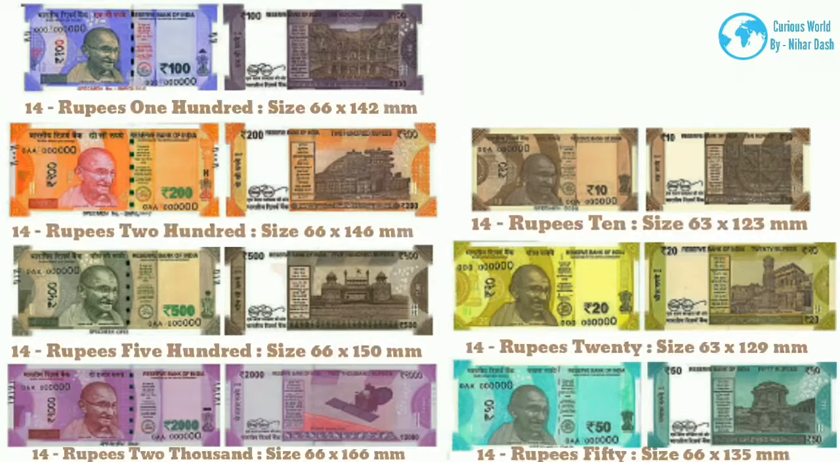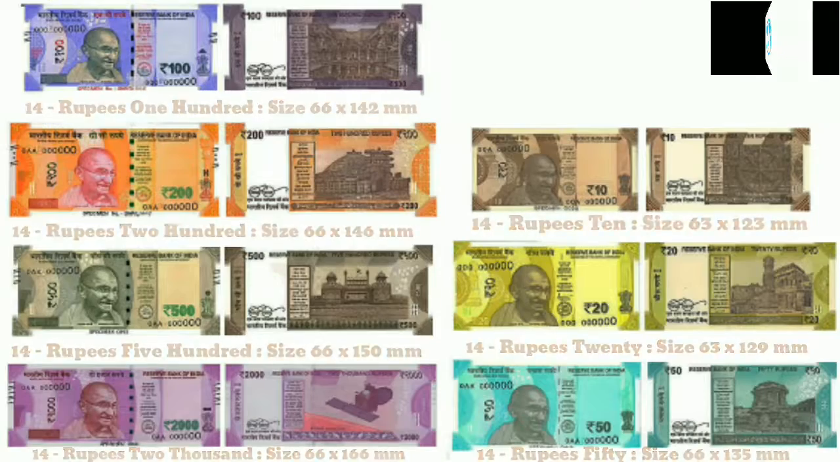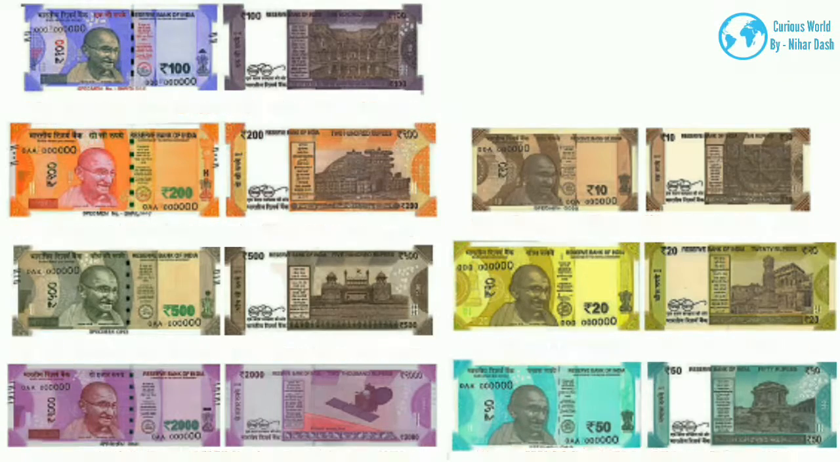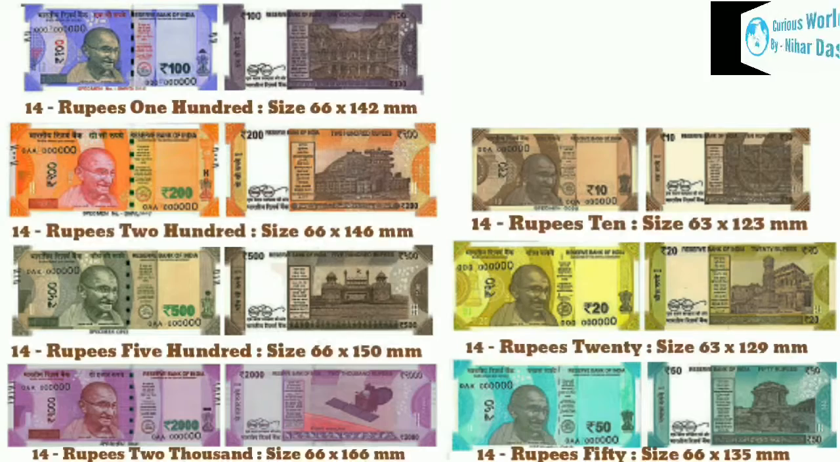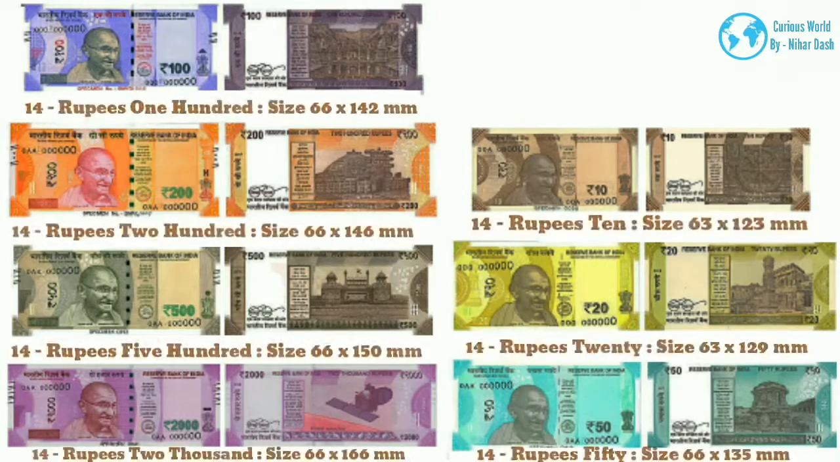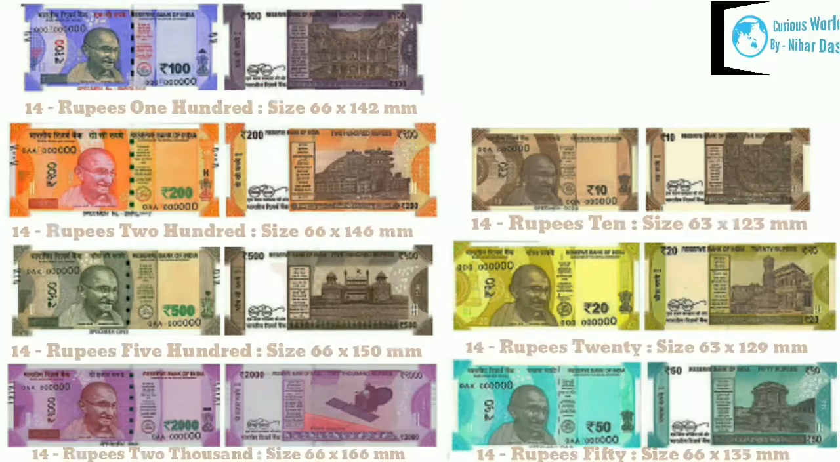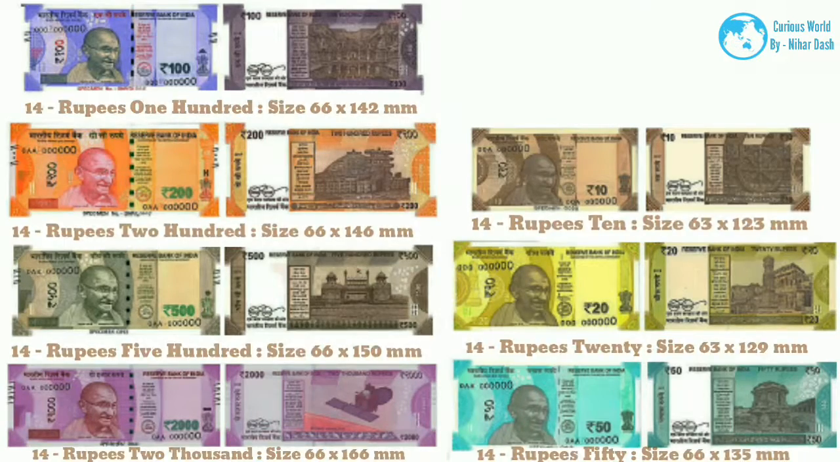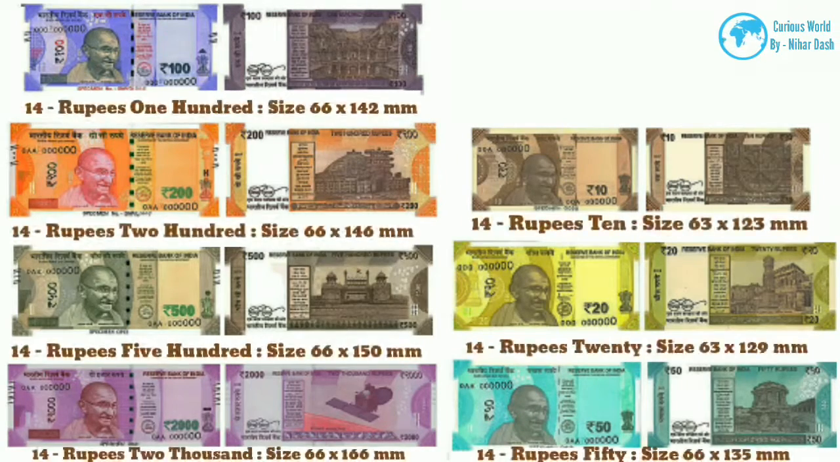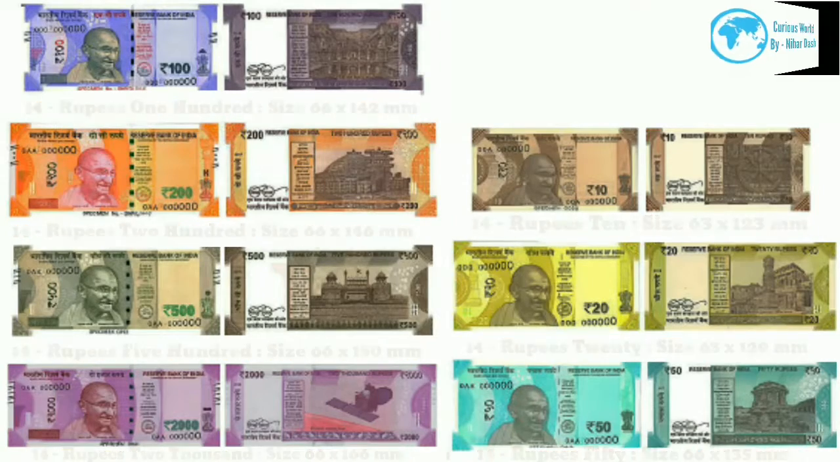Note sizes: Rupees 10, 63x123; Rupees 20, 63x129; Rupees 50, 66x135; Rupees 100, 66x142; Rupees 200, 66x146; Rupees 500, 66x150; Rupees 2000, 66x166 mm.